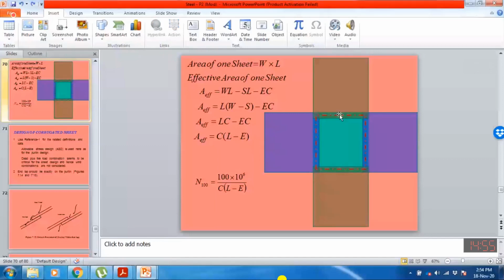So what we are assuming is that the total effective cover is this dash line. This dash line is the center to center distance between the covers. Why center to center cover? Because I am assuming that half of the side cover is provided by this sheet and half of the side cover is provided by that sheet. Similarly, from this side, half of the side cover is provided by this sheet and half by that sheet. From the end, half of the end lap, which is E, is provided by the sheet on the top side, and half of the end lap is provided from this side.